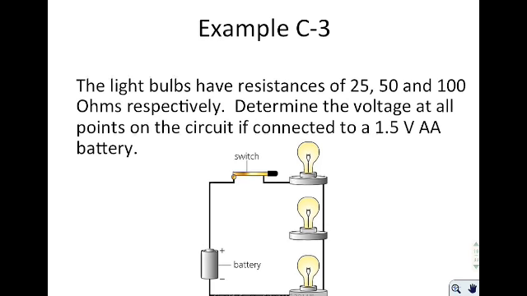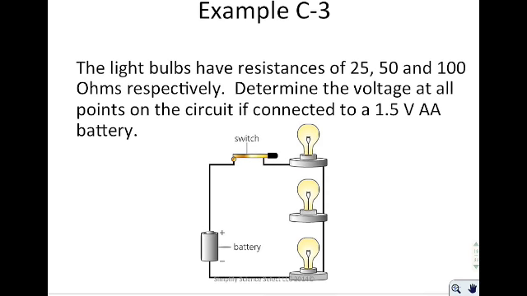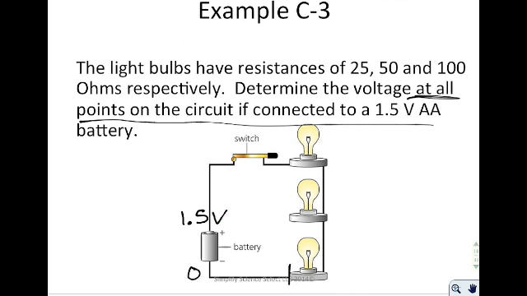In this one it says 3 light bulbs have a resistance of 25, 50, and 100 ohms respectively. Determine the voltage at all points on the circuit if connected by a 1.5 volt battery. Well, the first two are easy. You've got 1.5 volts and you've got 0 volts. So any point after this last light bulb, it's 0 volts. And any point up until the first light bulb is 1.5 volts.